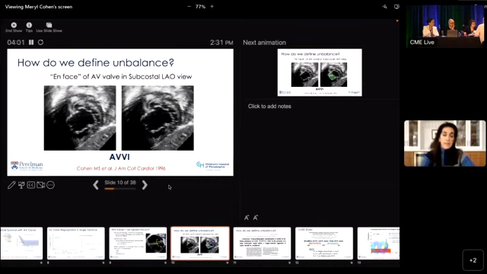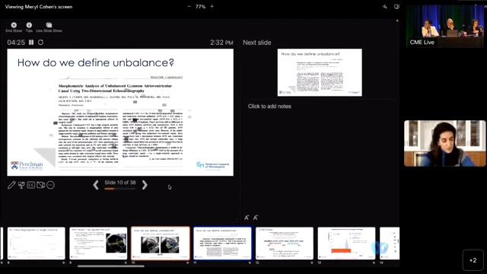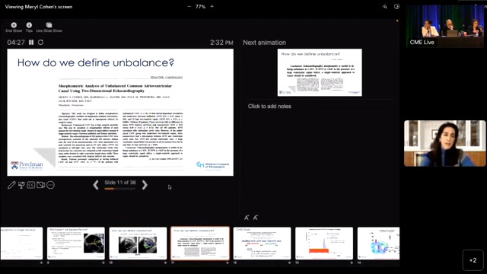There are several ways that it can be done, but one of the ones that we've come up with in my own institution is the AV valve index. And what this is, is sort of apportioning the part of the valve that sits over the right ventricle and over the left ventricle. And the first time we did this, we did it in a ratio of right over left. And this was a paper, the very first paper I wrote as a cardiology fellow.